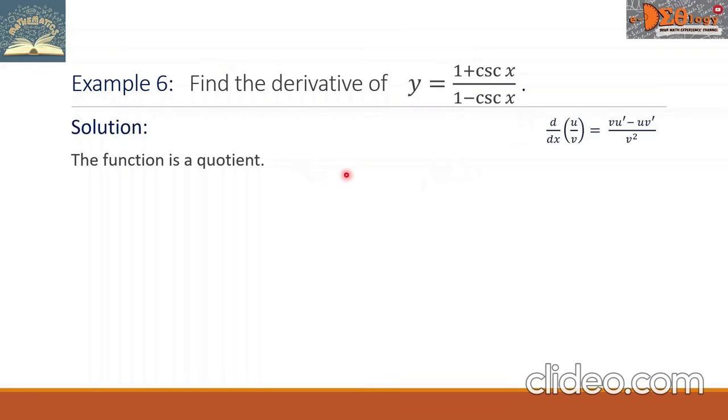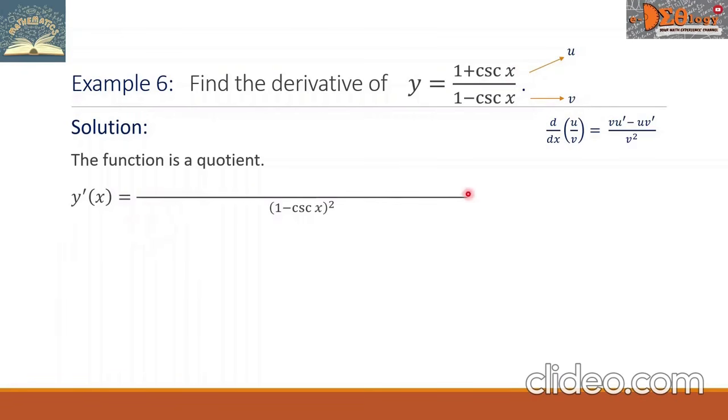Example 6. Find the derivative of y equals 1 plus cosecant x all over 1 minus cosecant x. We can observe that the function is a quotient. So we will use the quotient rule. We assign the numerator to be the u, the denominator to be the v. Let's begin with taking the derivative.